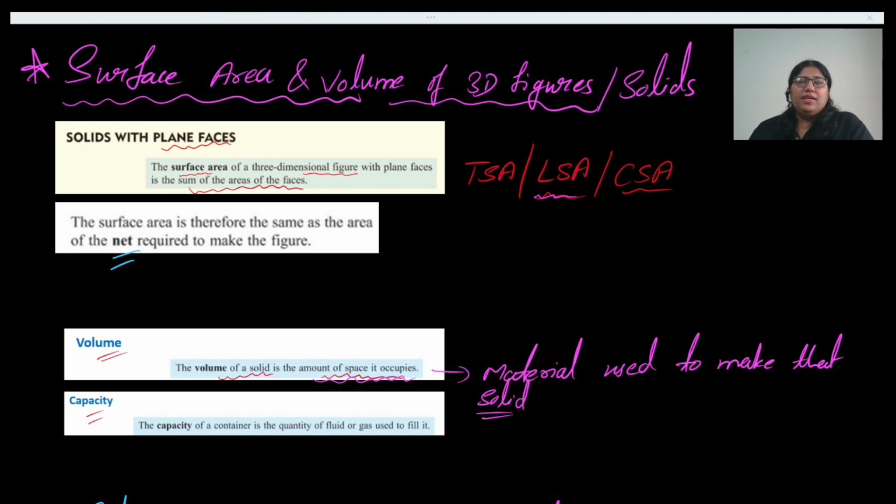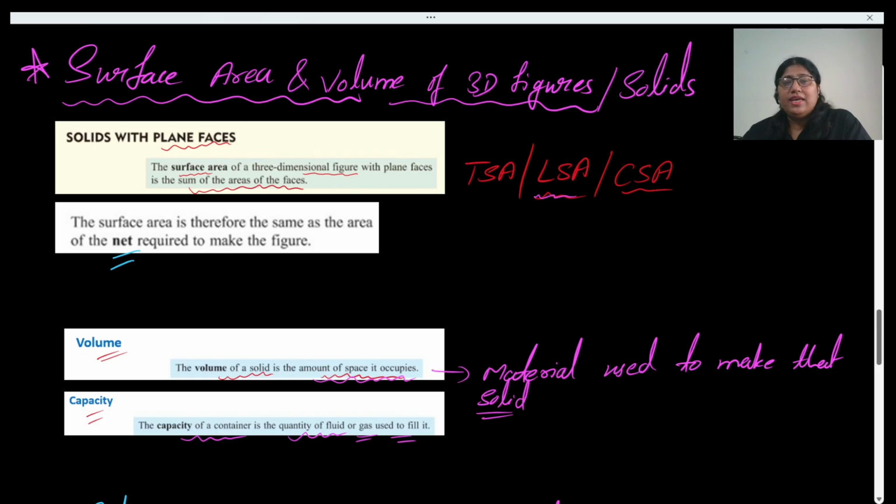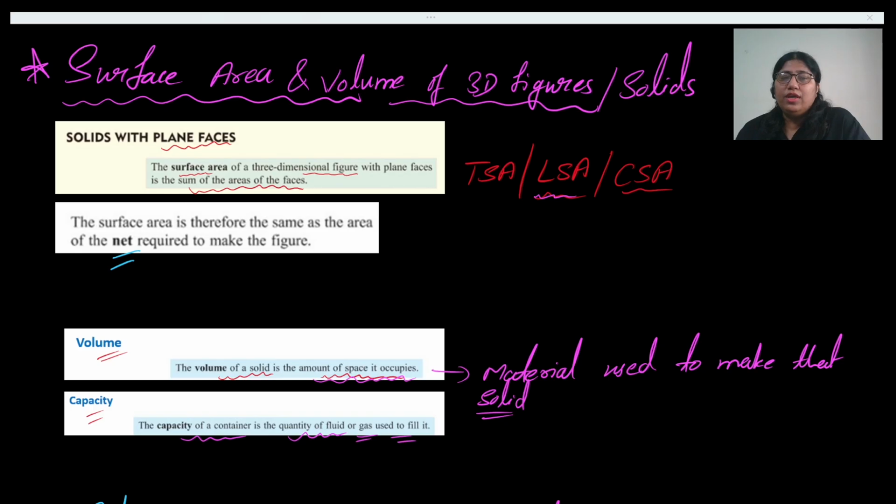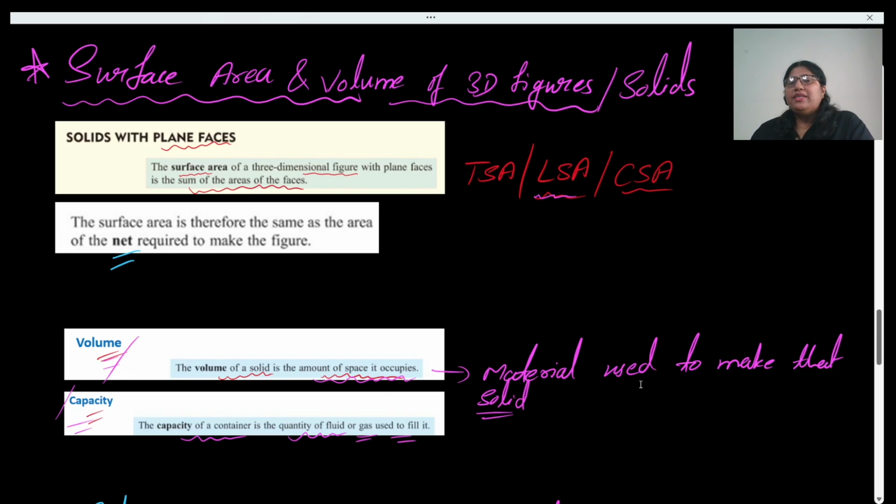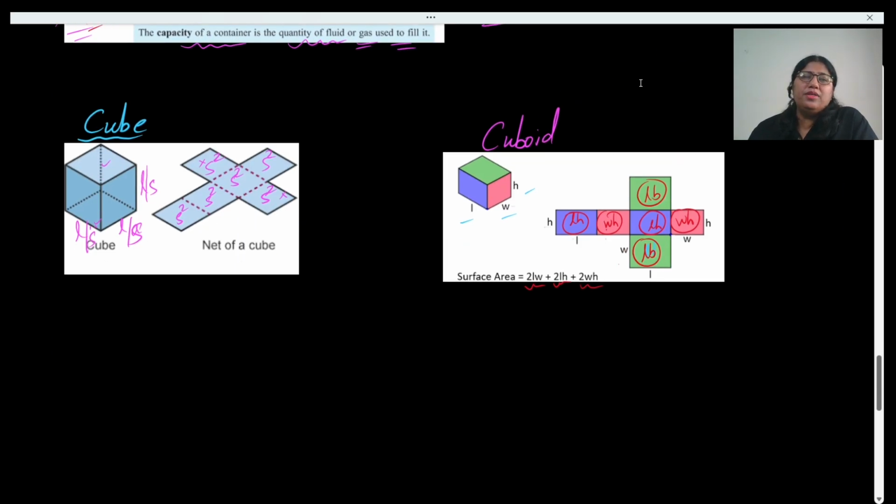Capacity means a container can hold some quantity of fluid or gas. The capacity of a container is the quantity of fluid or gas used to fill it. So that means it is hollow. If I have a cylinder, a cube, or a cuboidal tank where water can be filled, we will say what is the capacity of that tank, that means how much water is going to fill inside that tank. So we have two different terms, but the formulas are the same for volume as well as capacity. Let us see the basic formulas and basic figures, then we'll go for prism and pyramid.